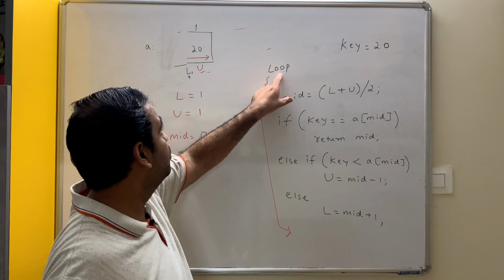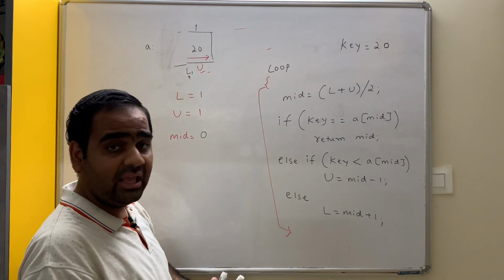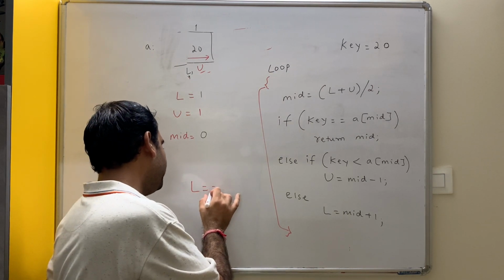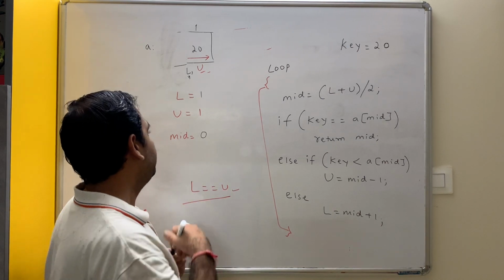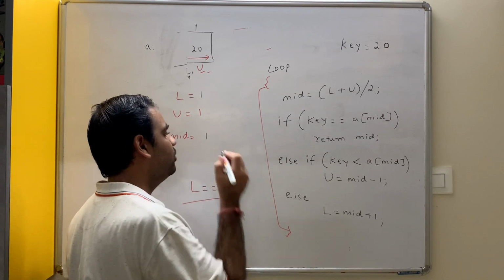Therefore again I say loop. That means lower and upper are equal. Still I will run the loop. Is that okay? Now mid is equal to lower limit plus upper limit divided by 2. 1 plus 1 by 2 is 1.